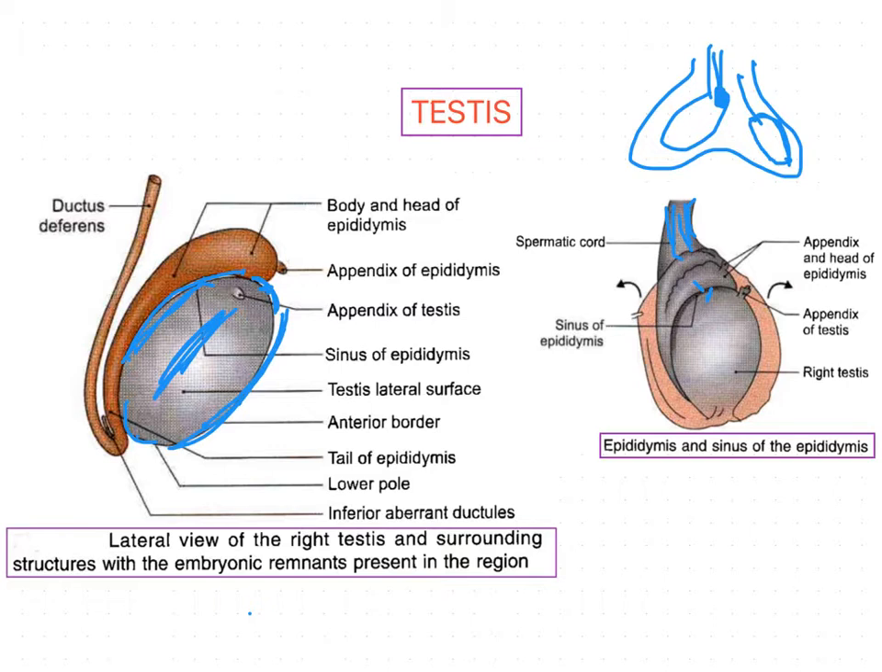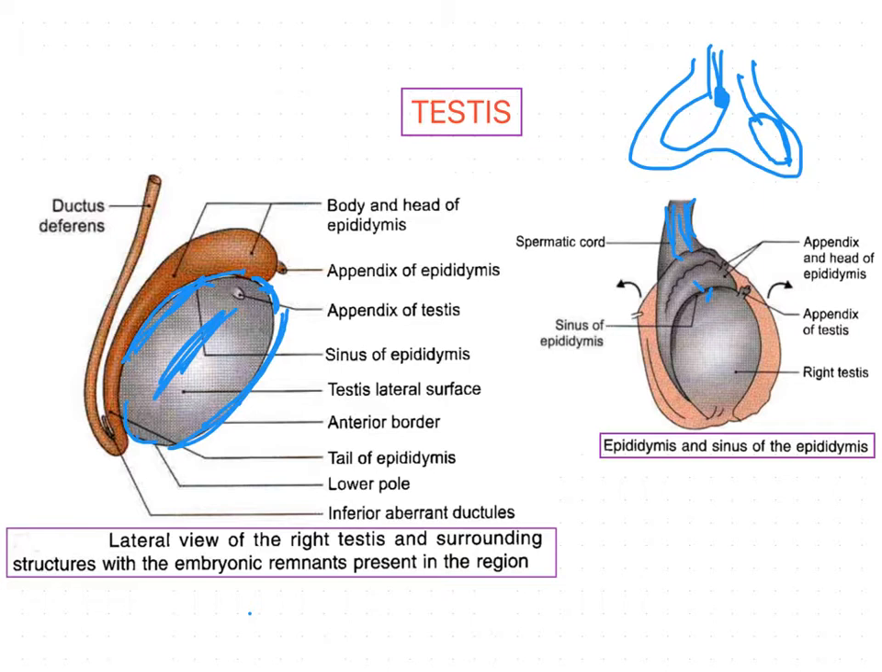Next, the epididymis lies along the lateral part of the posterior border. We are going to study this epididymis in detail. Actually, the epididymis is a highly coiled structure, and it is present along the lateral part of the posterior border.